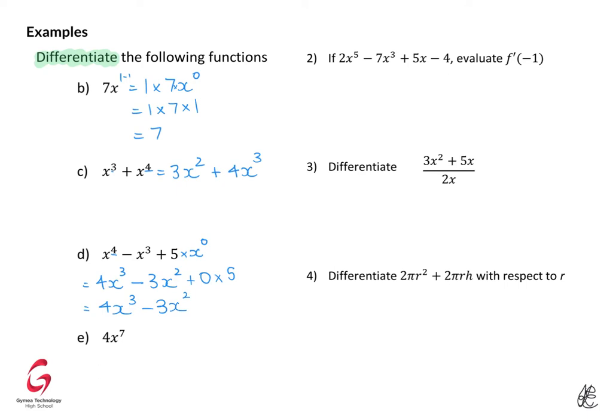For question E, same idea. We're going to bring that 7 down the front, multiply it onto the existing function, but take 1 off the power. And then we're going to neaten that up.